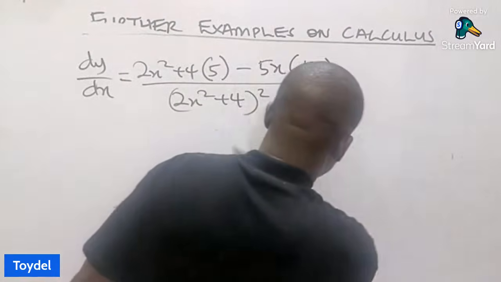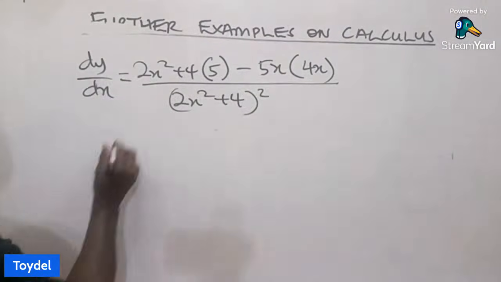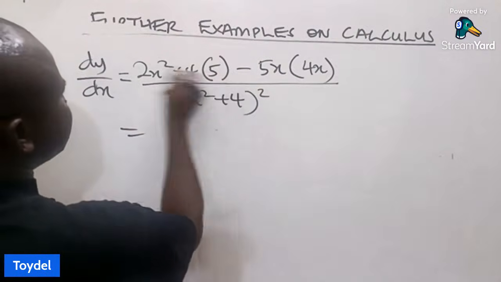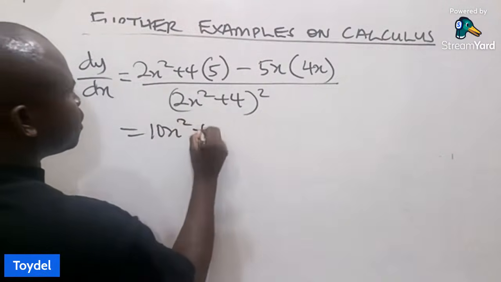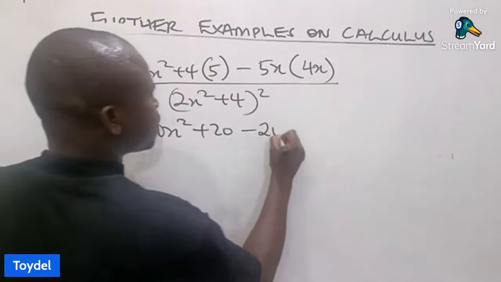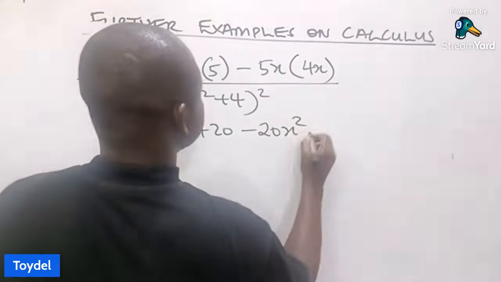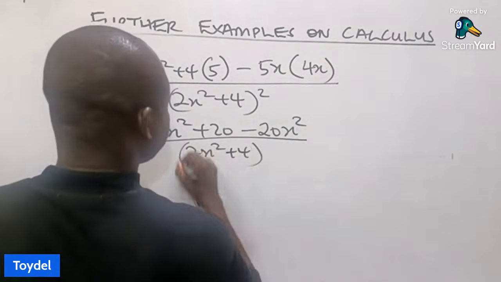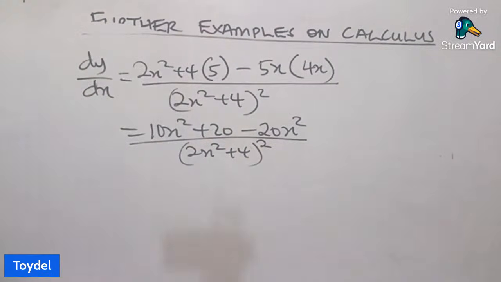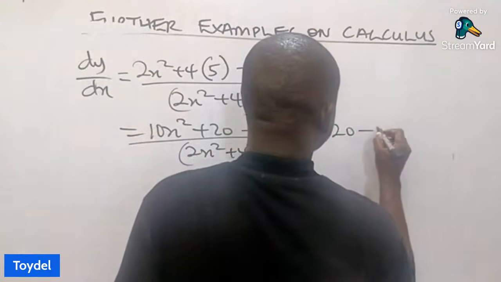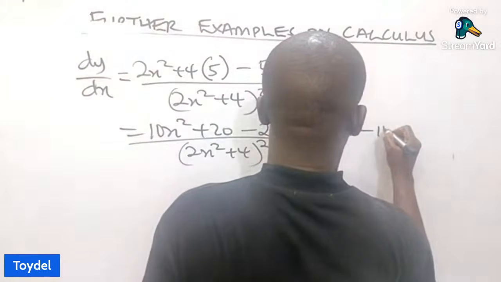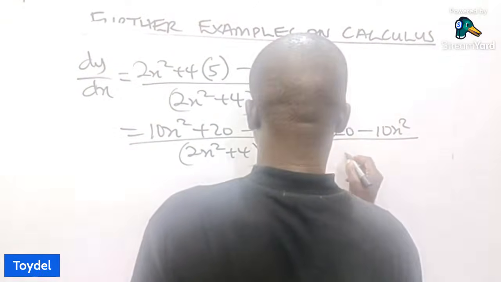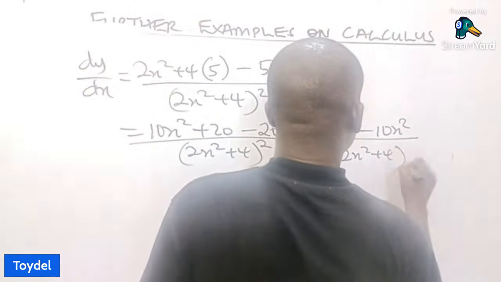So if that is the case, let's do the substitution. This is going to give us 10x squared plus 20 minus 20x squared all over 2x squared plus 4, everything all squared. Then 10x squared minus 20x squared will give us 20 minus 10x squared all over 2x squared plus 4 all squared.